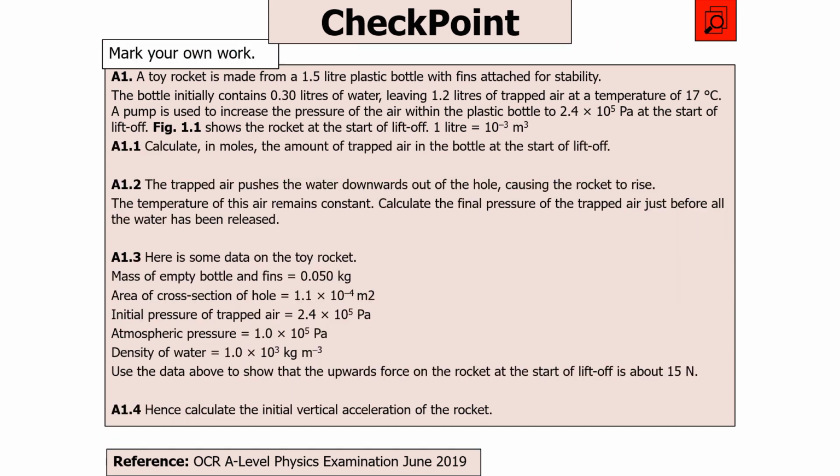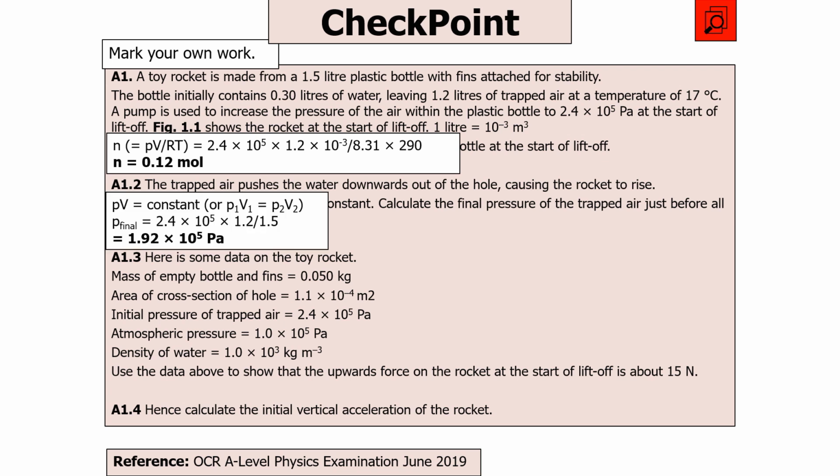Right, in this first one, we know n equals PV over RT. Pop in all the values. Remember, T is in Kelvin, so it's 0.12 moles. We also know from Boyle's law that PV equals a constant, or P1V1 equals P2V2. Pop in all the values, and P equals 1.92 times 10 to the 5 pascals.